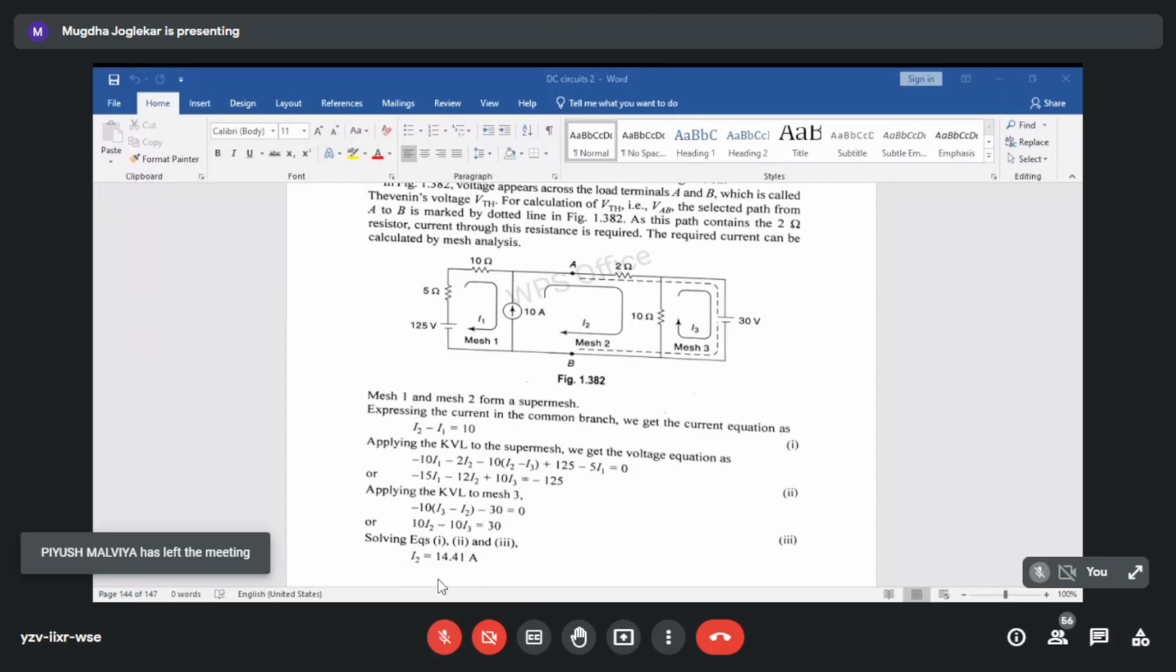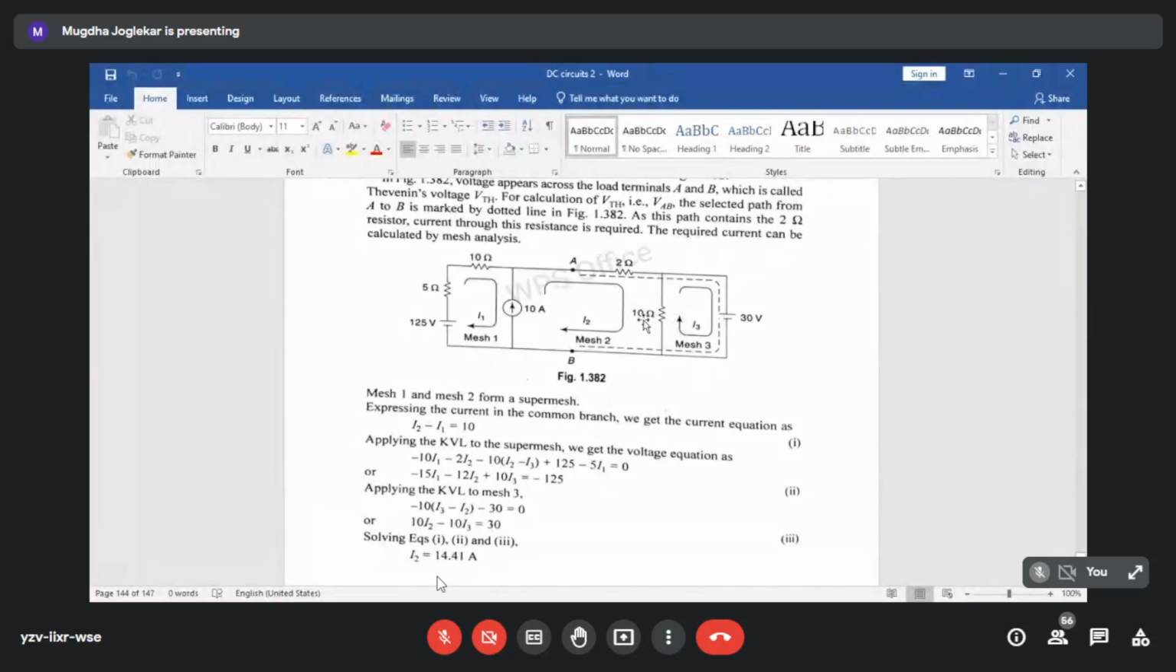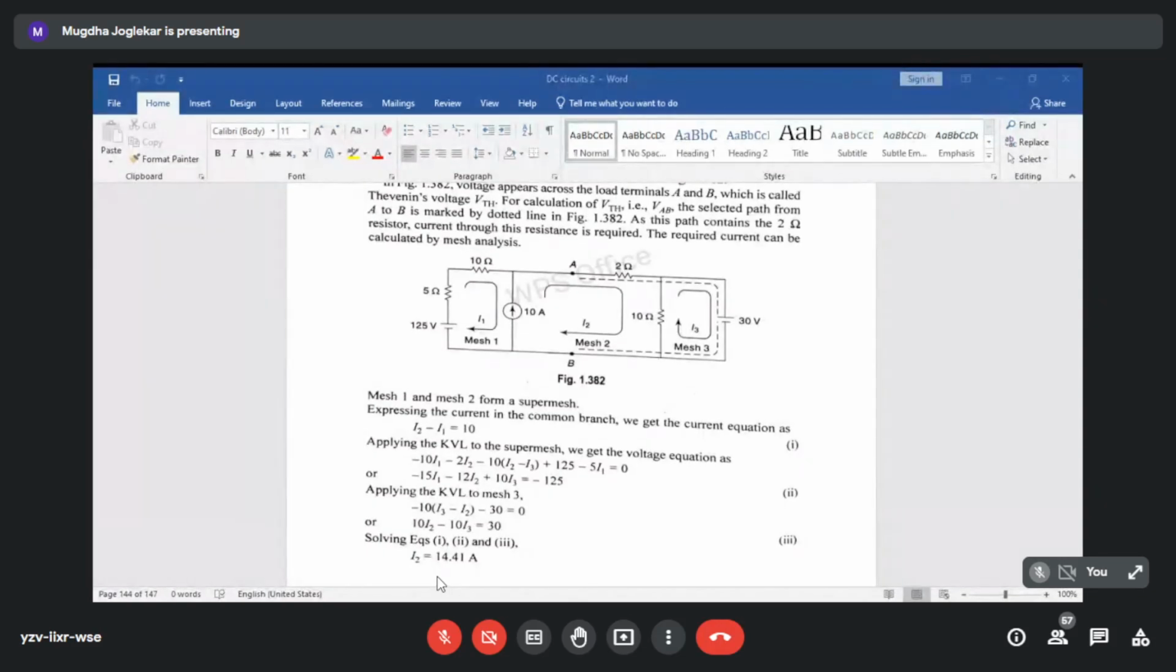Okay, those who are not checking for that path, this 125, you can check it here for 10 and 2. Through 10 ohm, two currents will flow, I3 and I2, and through 2 ohm, two I2 will flow. Check the path 10 and 2. Ma'am, it comes from 10 and 2. We are getting the answer by 10 and 2, but what about 125, 5 and 10?